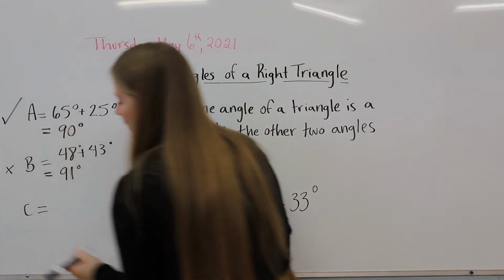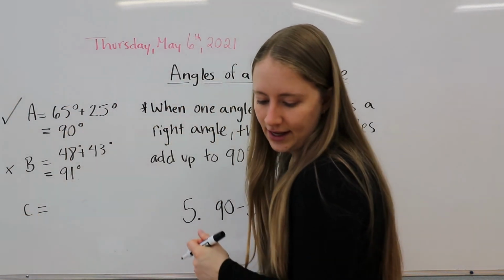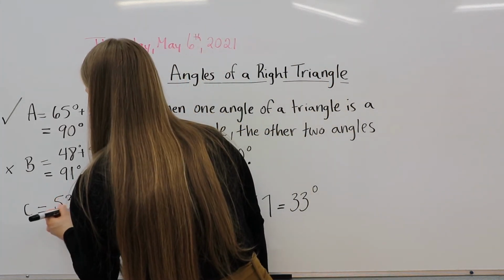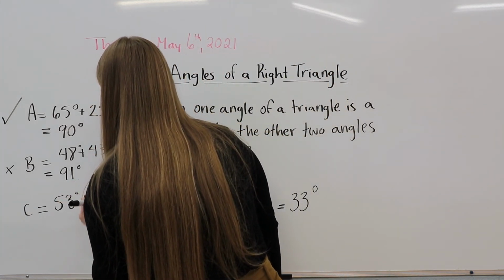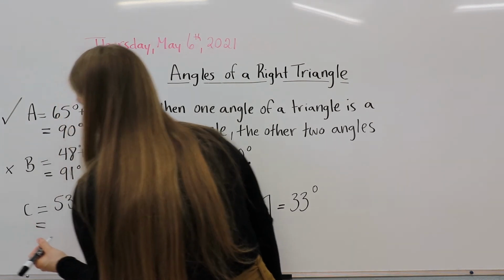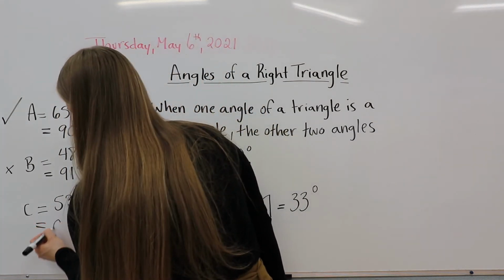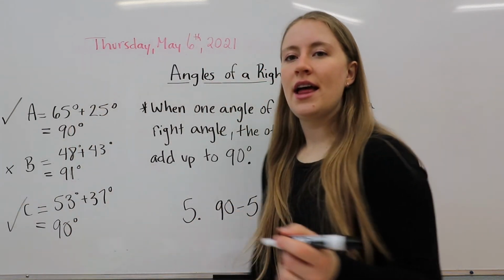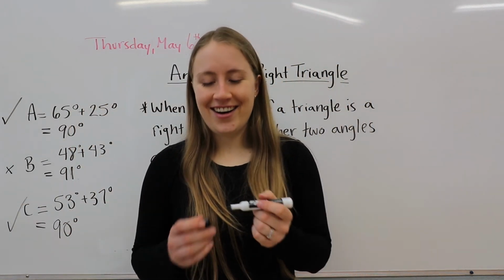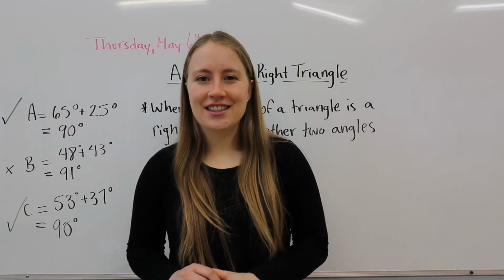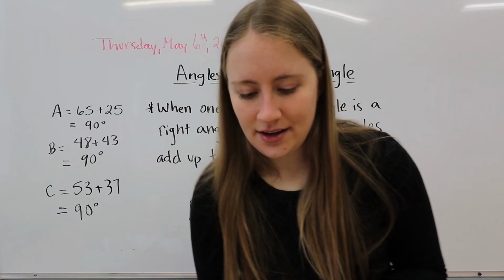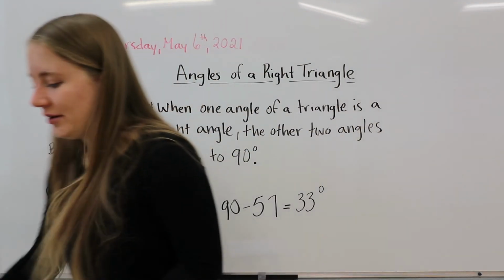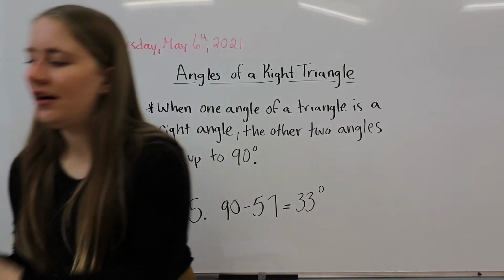Now let's look at the last one. C gives us 53 plus 37. Okay, and that does give us 90 degrees. Okay, so A and C are our right triangles for number 6. So now that we know our rule, we can hop into our workbook.